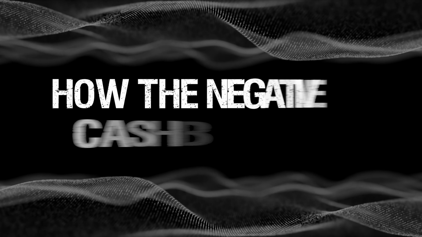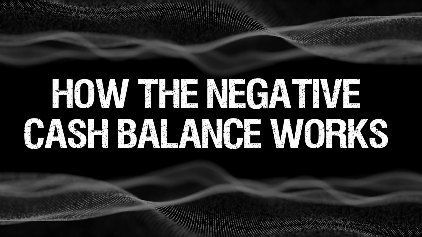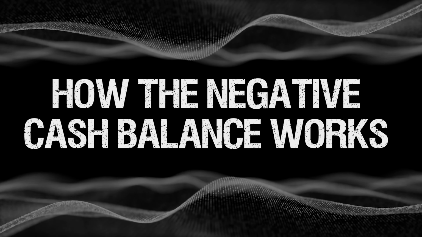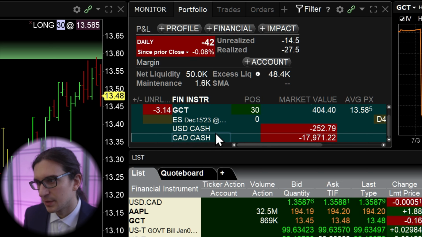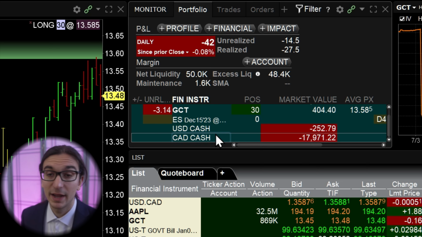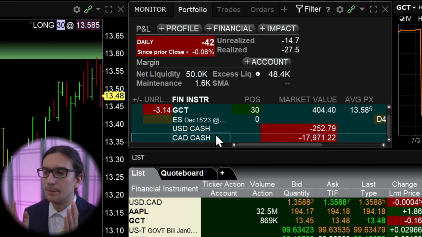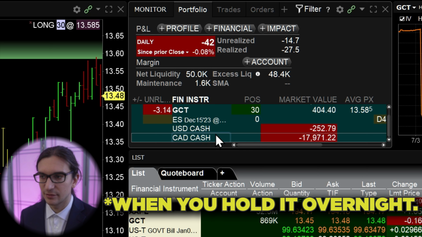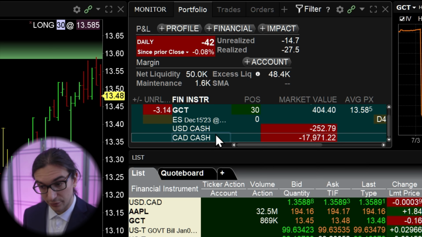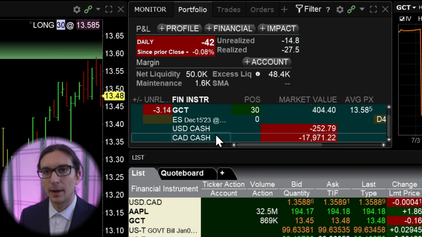Let's talk about the negative cash balance. So like I mentioned earlier, when you have a negative cash balance, you're obligated to pay interest on that currency. That's how it works. What I'm talking about here will apply to buying stocks and buying various different types of investments. Shorting stocks is a different thing. It has its own set of rules for it. So I'll talk about that later in the video. Let's assume we're buying stocks.